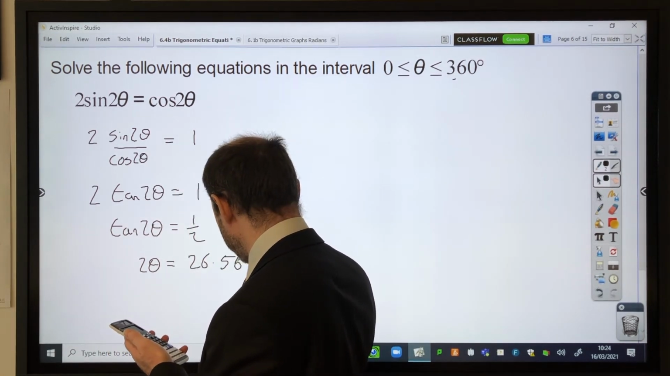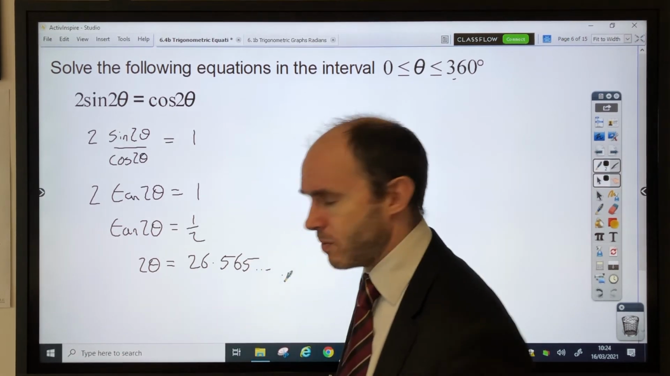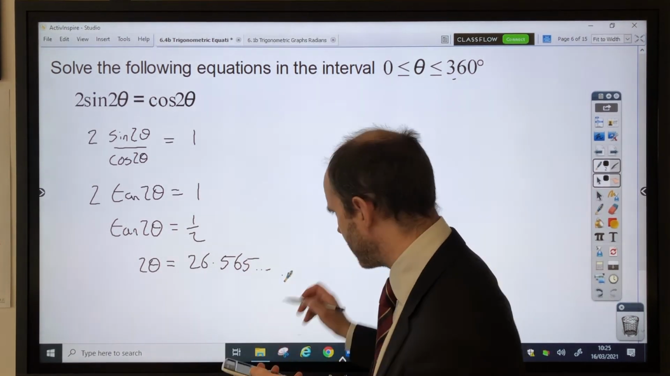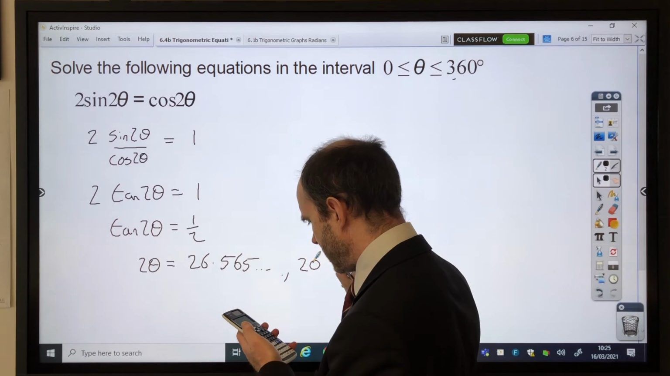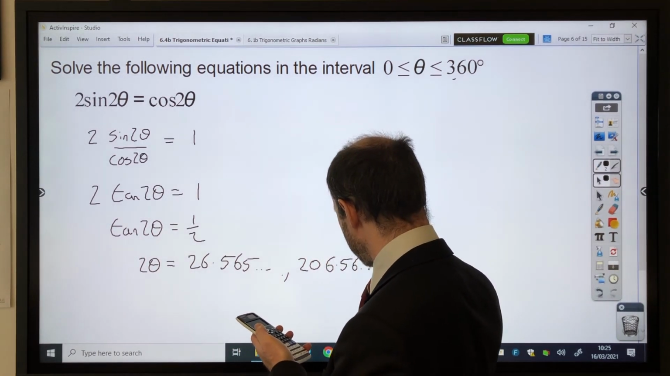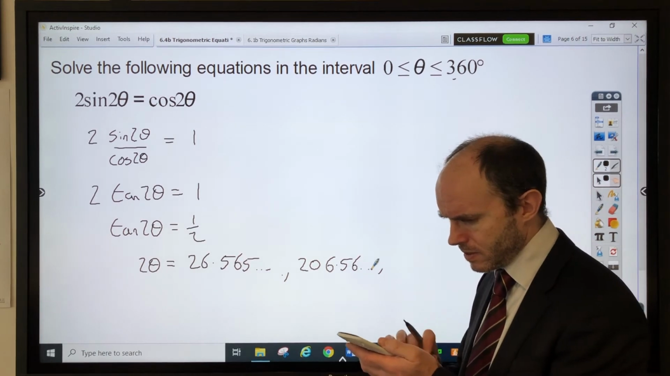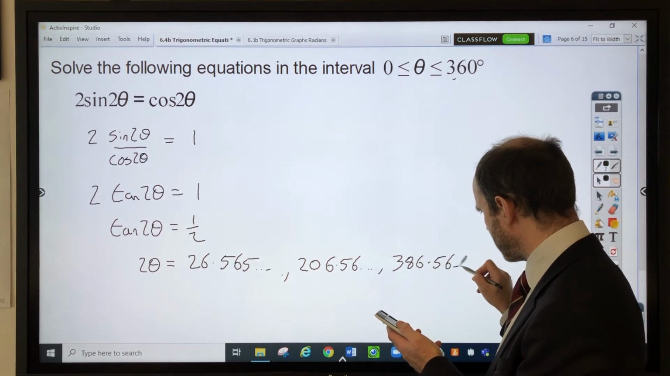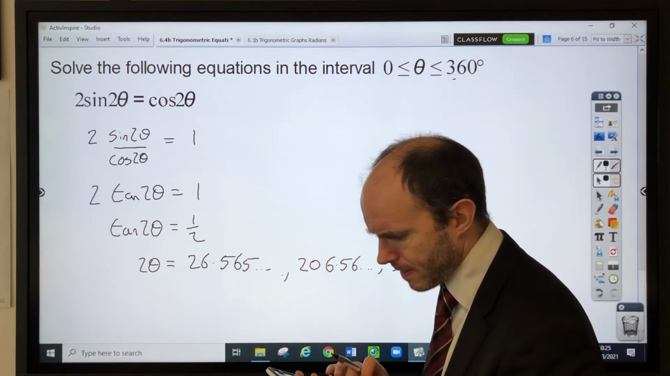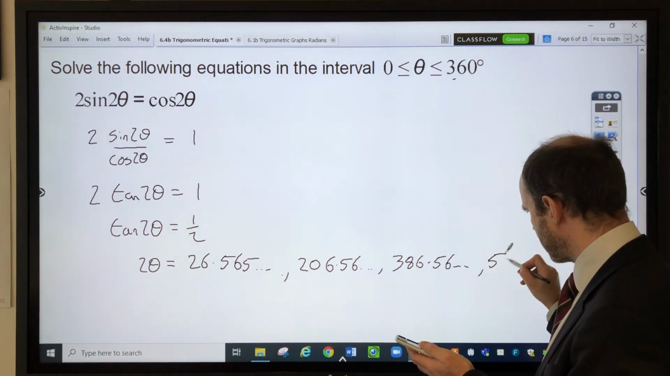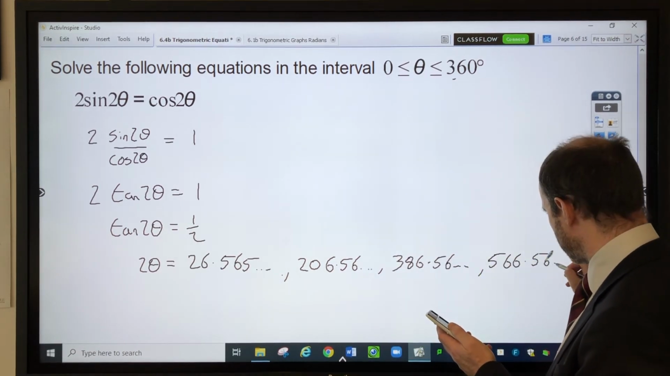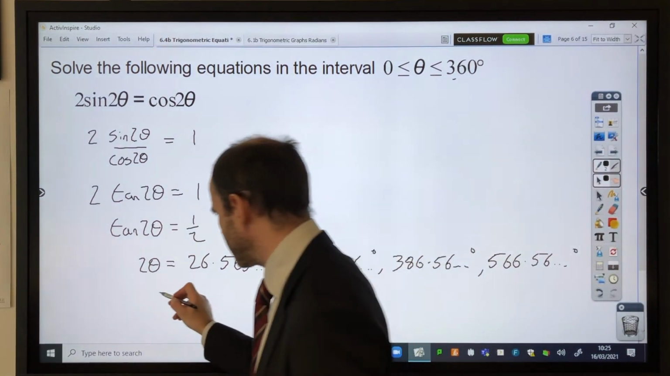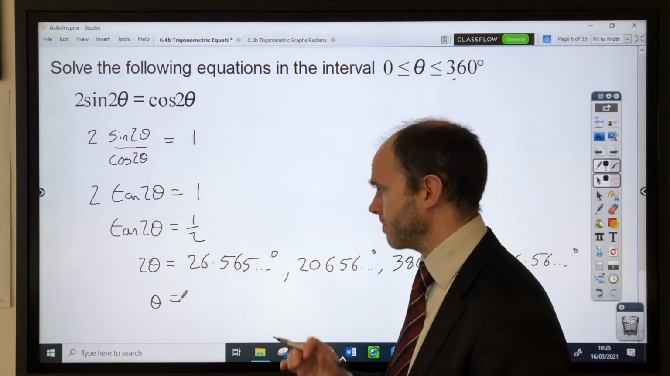26.565 something, okay, is my first. And then what do I do to get the others? I add on 180 degrees this time. Okay, that's what we do with the tan graph. Just keep adding 180 degrees. That's 206.56 something. I'll add another 180, and that gives me 386.56 something, and add another 180, and that's 566.56 something. I'm just going to put the degrees sign there because we are in degrees and it's appropriate to write degrees. Okay, and then what we're going to do is just divide everything by 2, and then we're done.